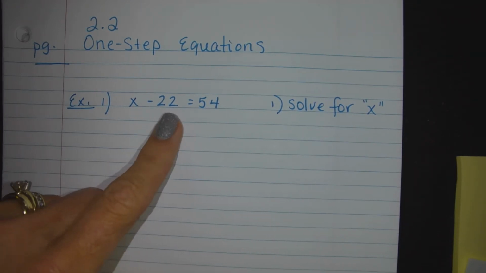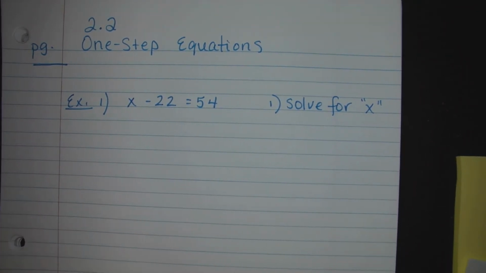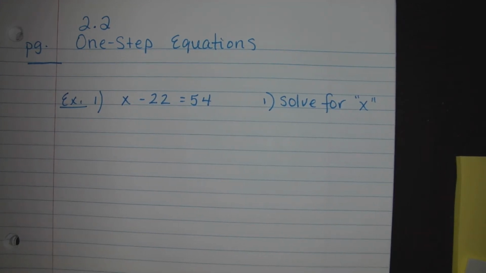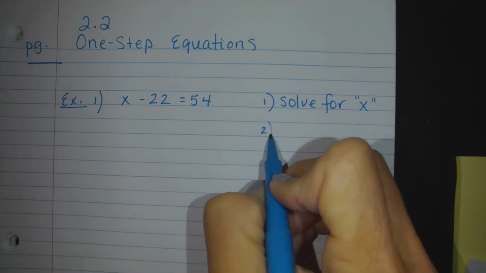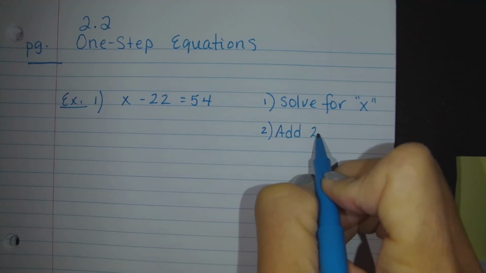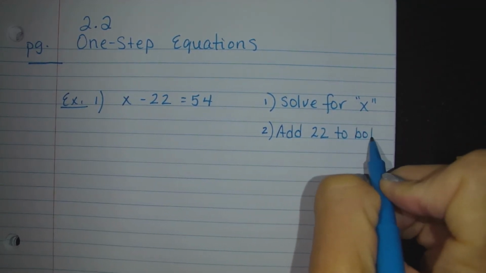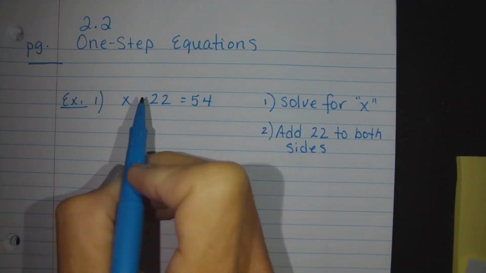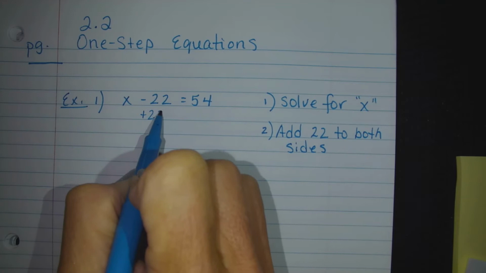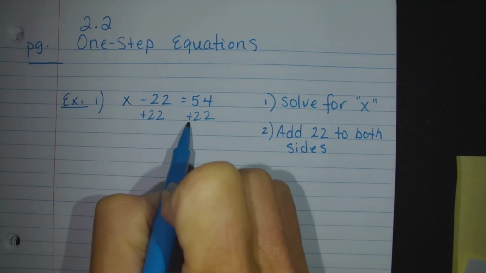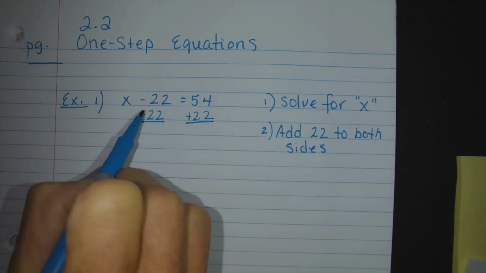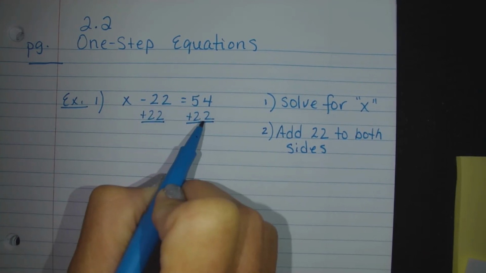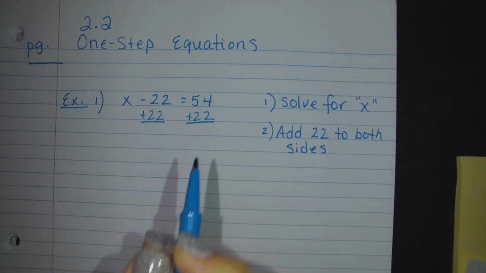X minus 22 equals 54. Does anybody remember? This is a one step. Easy. Yes. Add 22. You do the opposite. Okay. So step 2, add 22 to both sides. What you do on one side, you do on the other. Okay, so you're going to add 22, add 22. The whole point is you're taking this 22 over. When I say over, it goes to the other side.